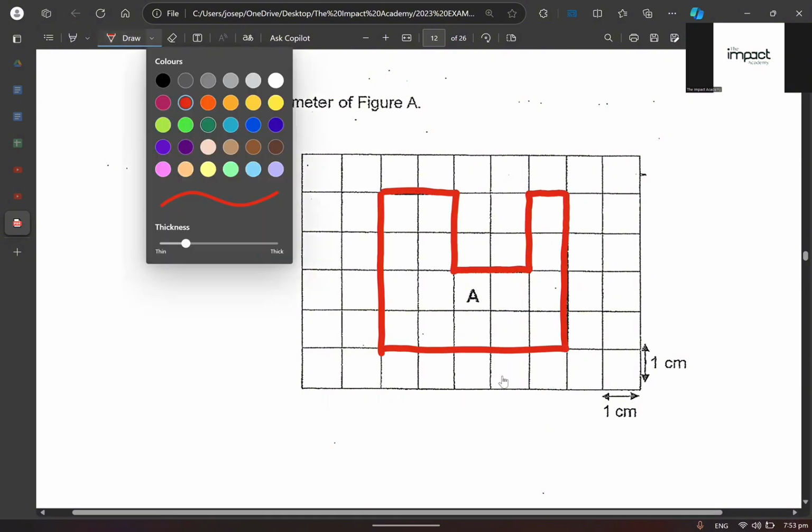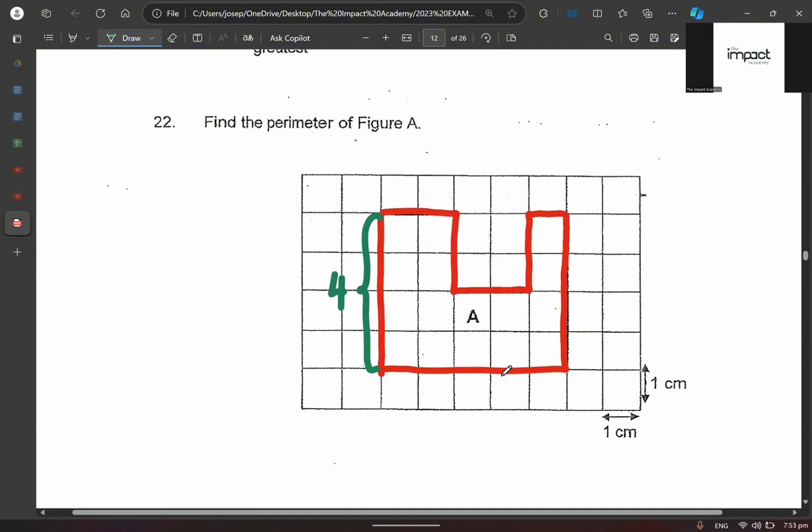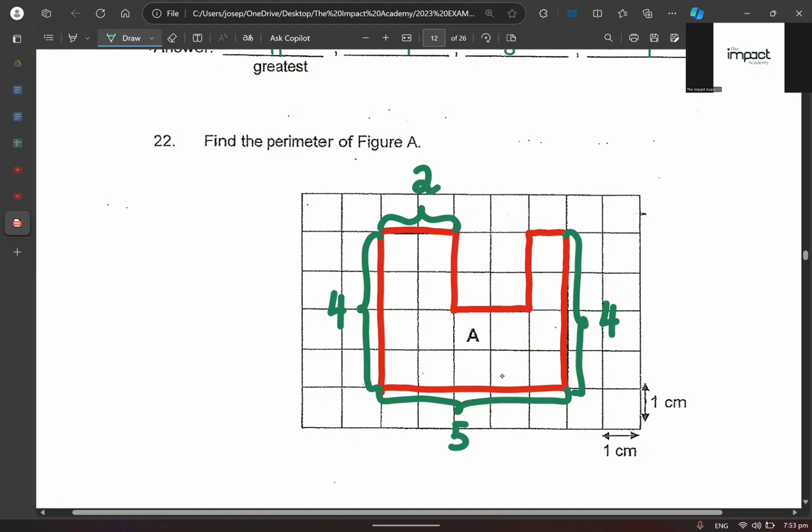Now, what you want to do is make sure you must know what this is. How much is that? Can somebody tell me? 1, 2, 3, 4. Very good, 4. What is this? 2. Okay, how much is this? 1, 2, 3, 4, 5. What is this? 1, 2, 3, 4. What is this? 1.